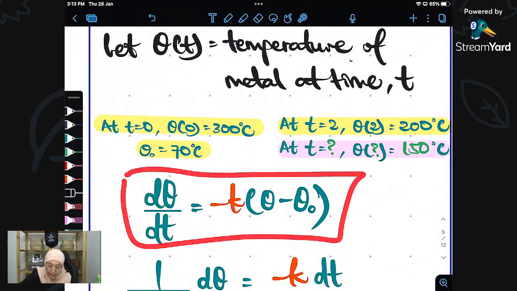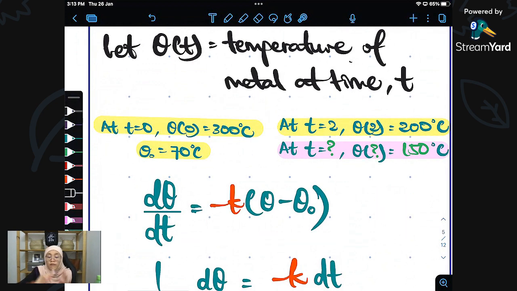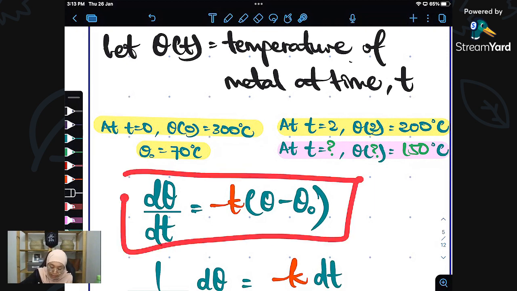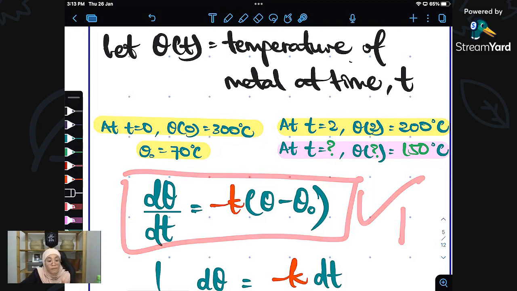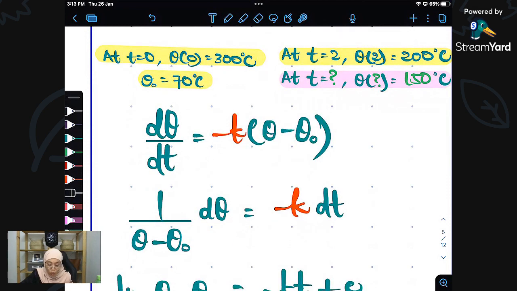So this actually is your first marks. That's why you gotta memorize this. This is not given in the formula sheet in the exam. No, they are not going to give you. So you must write it down, you must hafal, and then you get 1 mark. And then you will do cross multiply. You will get 1 over theta minus theta naught d theta on the left hand side, while another one is negative k dt on the right hand side. And so you can integrate both sides.